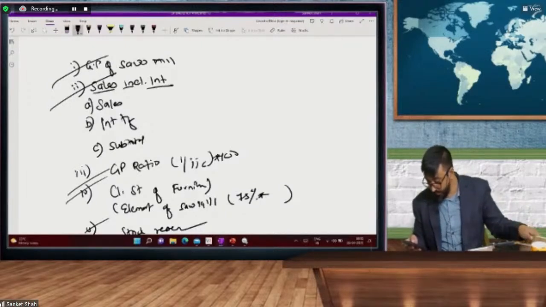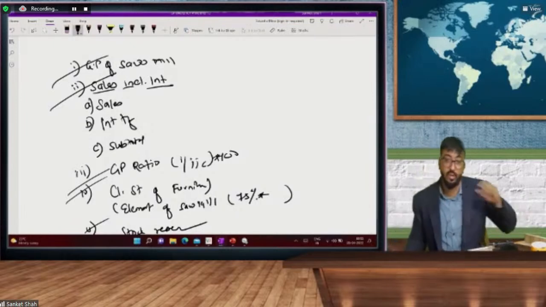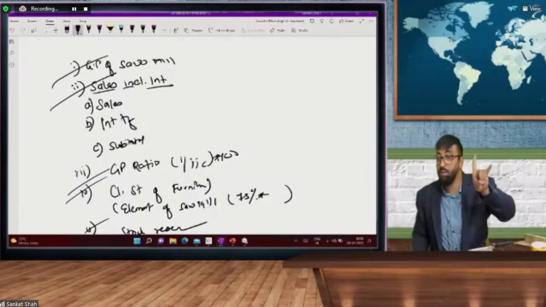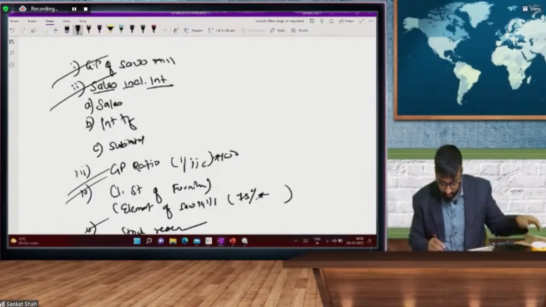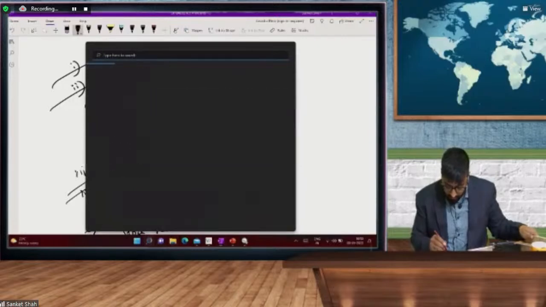Very good, beta. Yes, everyone has completed. Chalo. Now last question of the day. One more question that I'm going to give. Yes, you can take a screenshot of that question. चलो मेरे बंदे ने व्हाट्सएप पे भेज दिया है.